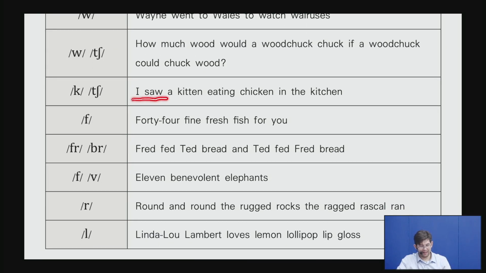I saw a kitten eating chicken in the kitchen. So lots of sounds again coming together. Let's do it one more time. I saw a kitten eating chicken in the kitchen.